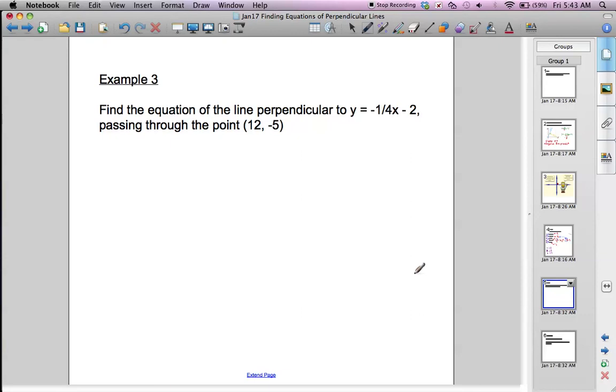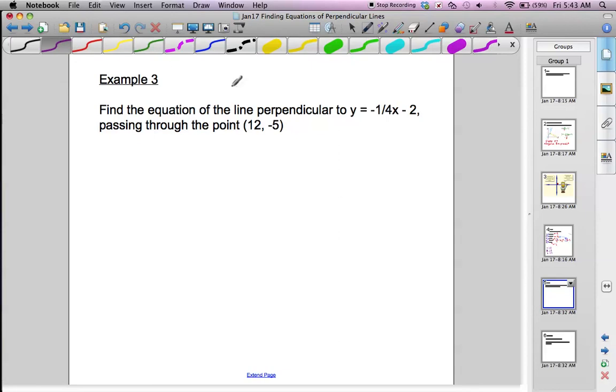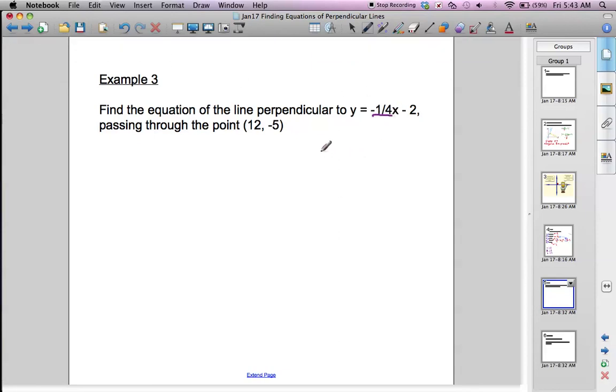Next example, find the equation of the line perpendicular to y equals negative 1/4 x minus 2 passing through this point. So we've got two lines here. Actually, let me redraw that line with a negative slope. We've got this line with a slope of negative a quarter x, which is going to look kind of like that. So this is y equals negative a quarter x plus 2.